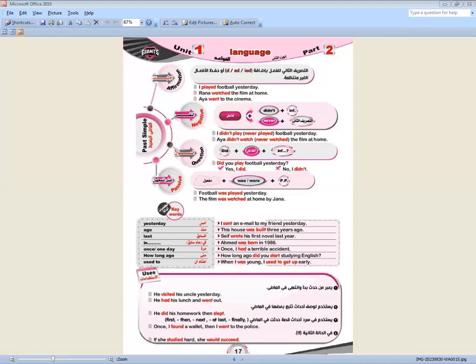And number four, you can use the past simple in the second if. Second if, if you remember, we use if plus past simple, then would plus the infinitive. Like, if she studied hard, she would succeed.